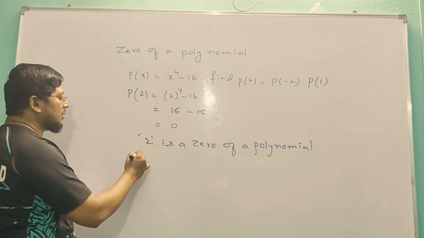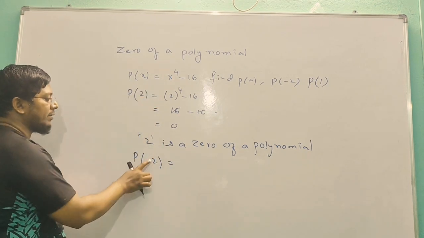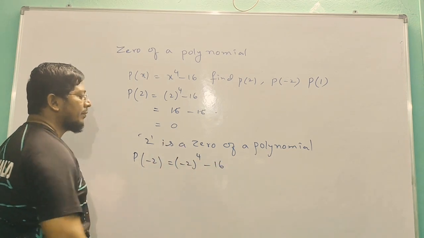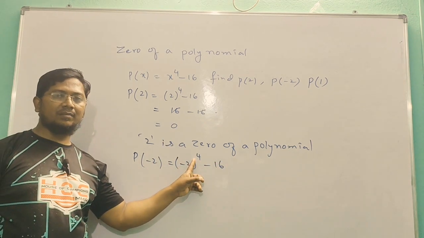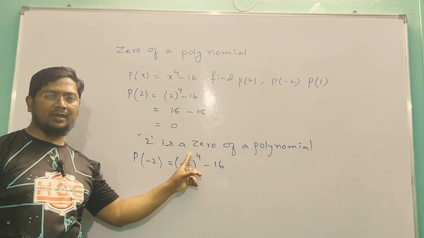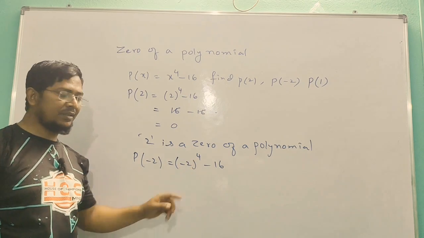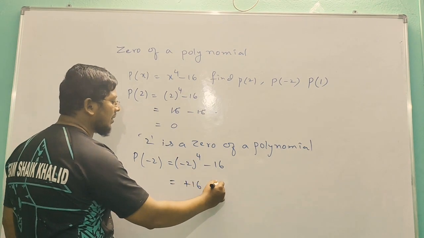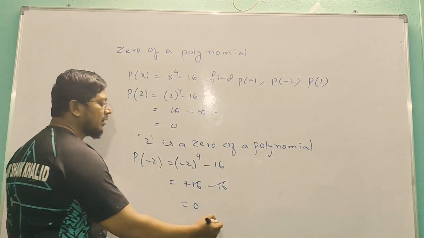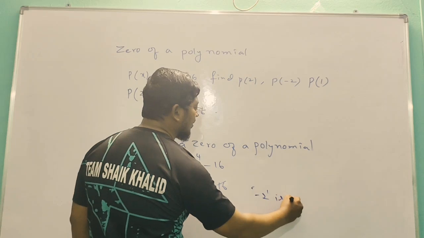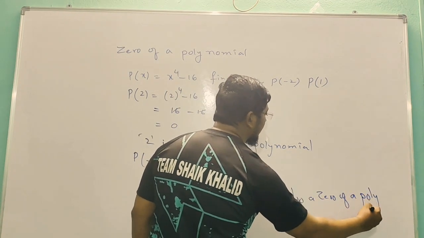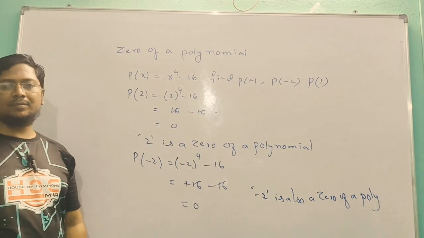Similarly, second value p of minus 2. So in place of x we have to write minus 2 here. Minus 2 power 4 minus 16. So minus power 4. 4 is which number? Very good, even number. So minus power even means what? Plus. And 2 power 4 is what? 16. So what we have? Plus 16 minus 16, both are cancelled. What is the answer? 0 again. So we can say that minus 2 is also a zero of a polynomial.